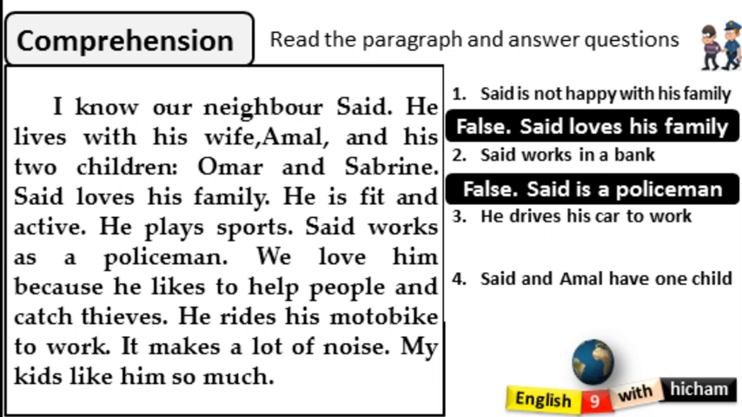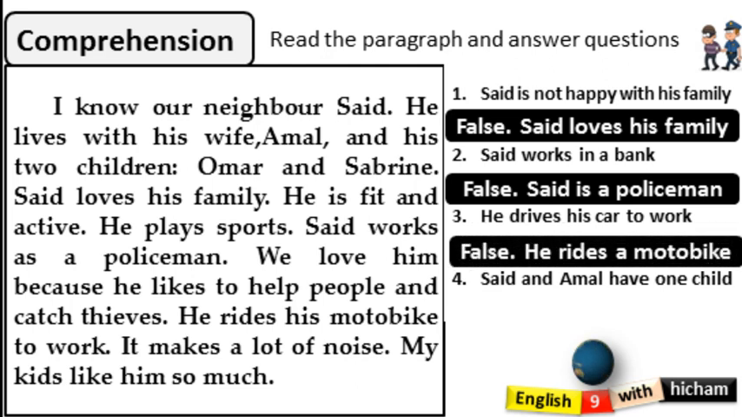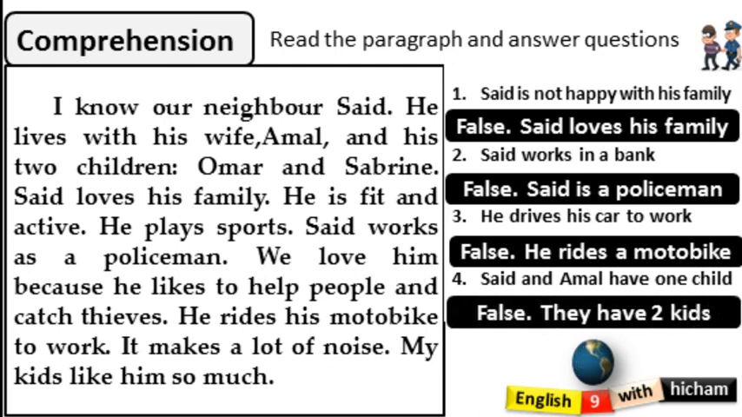And number three, he drives his car to work. Again, I'm not sure whether it's true. I doubt this. Of course, Saeed rides his motorbike. He's got a motorbike that he rides to work. Good. Now what about number four? Saeed and Amal have one child. Again, I'm not sure whether this is true. This is also false because they have two beautiful kids, Omar and Sabrine.